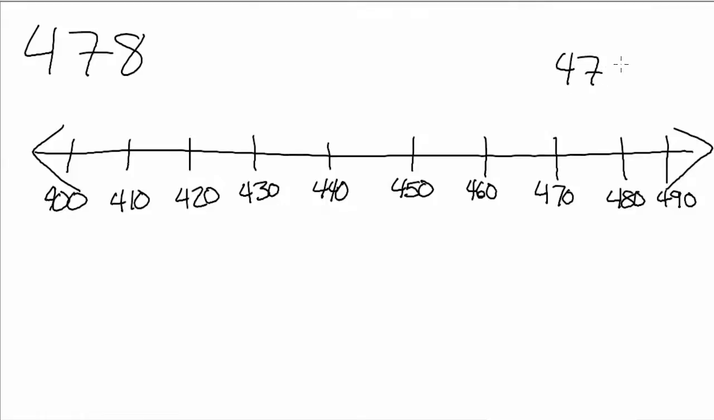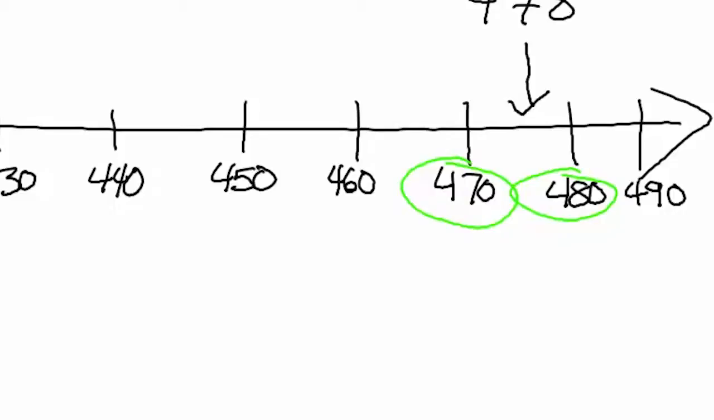To locate the benchmark numbers on either side of 478, we first need to locate where on this number line 478 would be. Counting by tens, 400, 410, 420, 430, we know that 478 lies between 470 and 480. Therefore, the whole 10 values on either side are our benchmark numbers. When rounding to the tens place value, we will either be rounding up to 480 or down to 470.